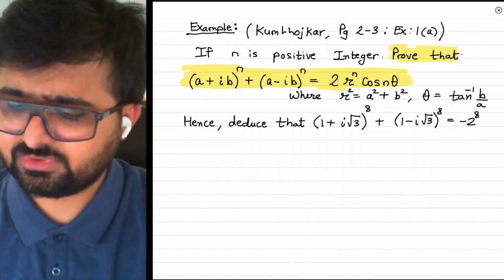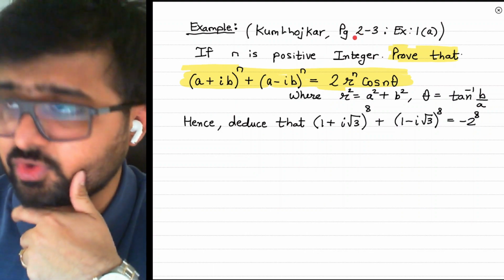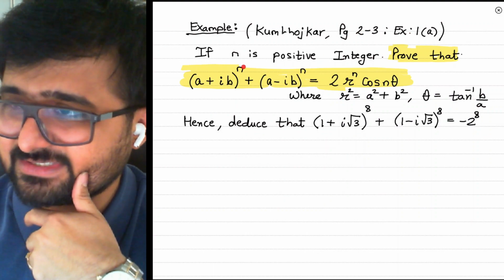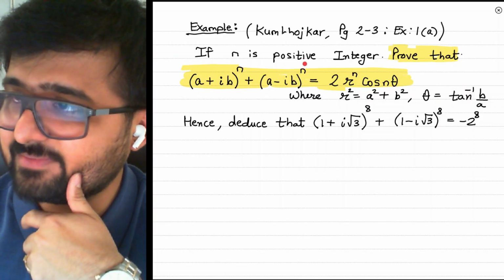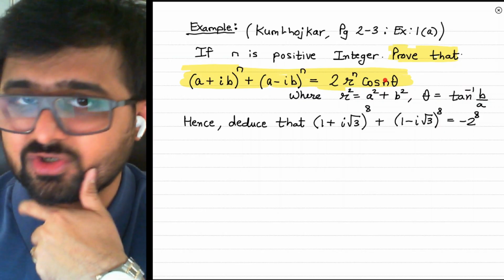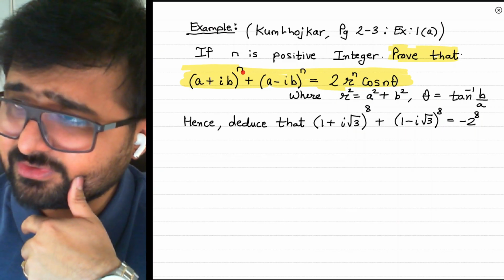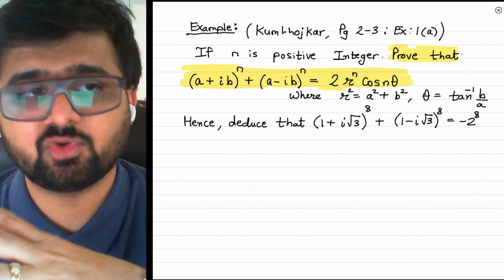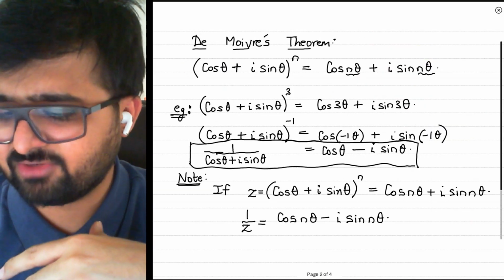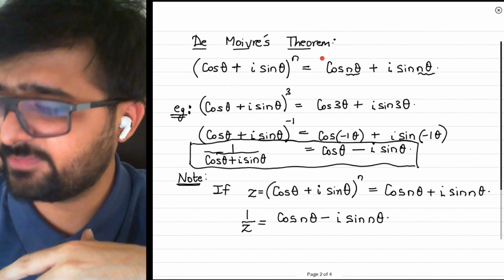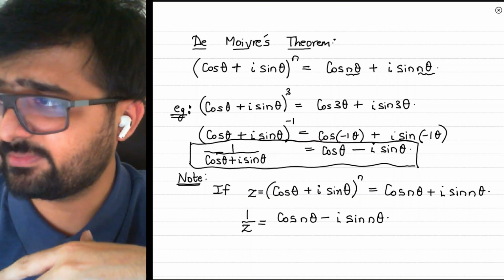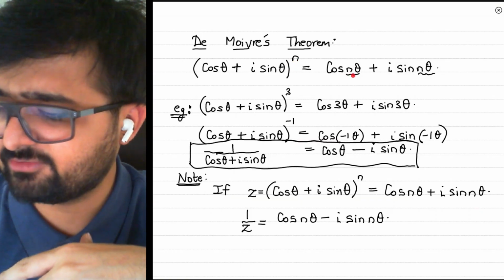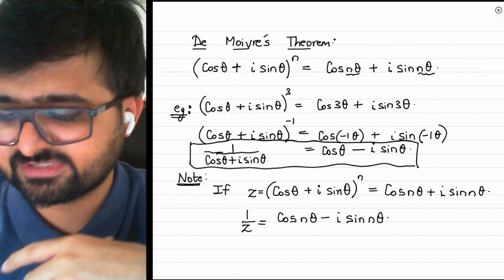Now let's try to look at this example from your Kumbhojkar page 2-3, example 1a. It says prove that (a + ib) to the power n + (a - ib) to the power n is 2 r^n cos n theta. Now remember, whenever you see powers in complex numbers, it's most likely de Moivre's theorem, because that's the idea of de Moivre's theorem, that power can be converted into this multiplication, like the n theta. So that power of n can be converted to n theta is what de Moivre's theorem is.